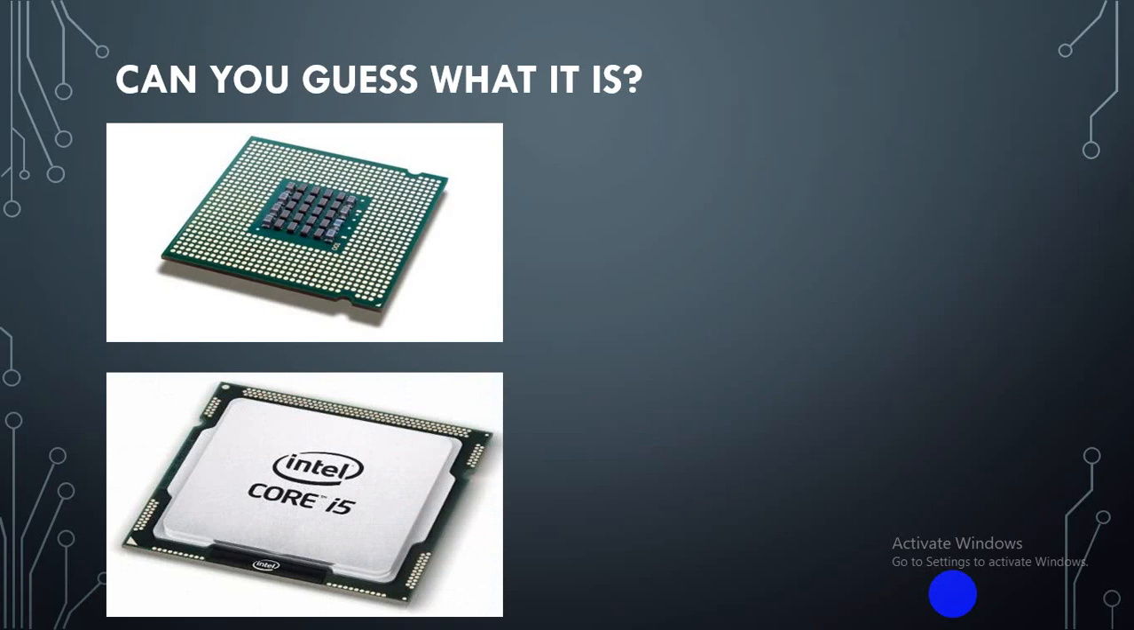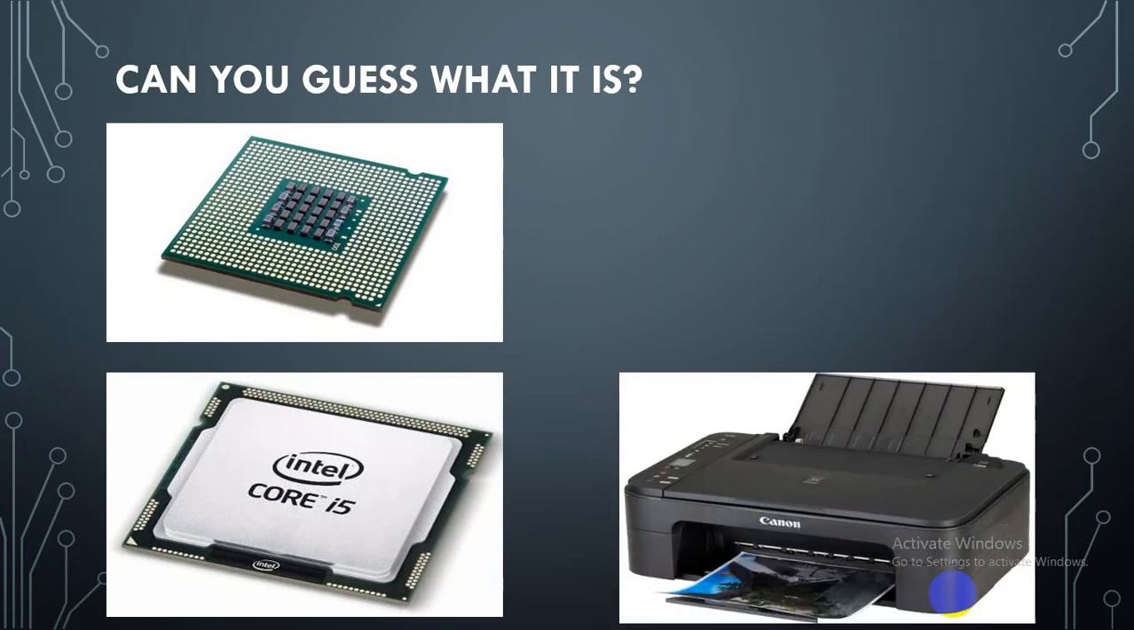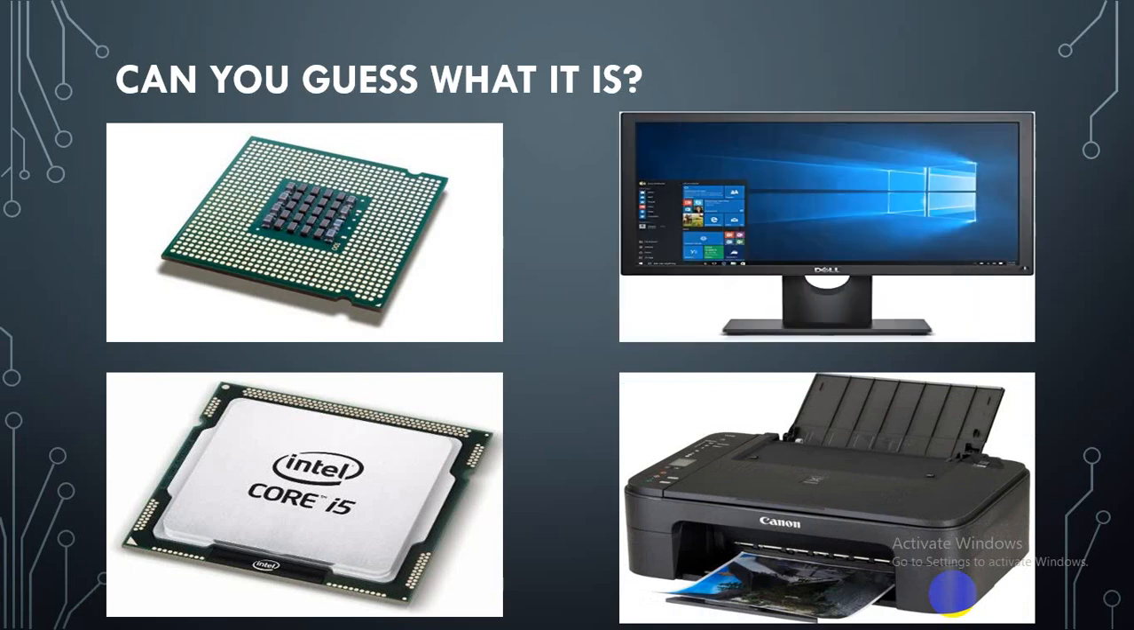Definitely these lie inside a computer. So can you tell me what this is? Oh, it's a printer. So what kind of device is it? Definitely it's an output device of a computer. So let's come to what this is. Generally we know very easily it's a monitor. So it's also an output device.